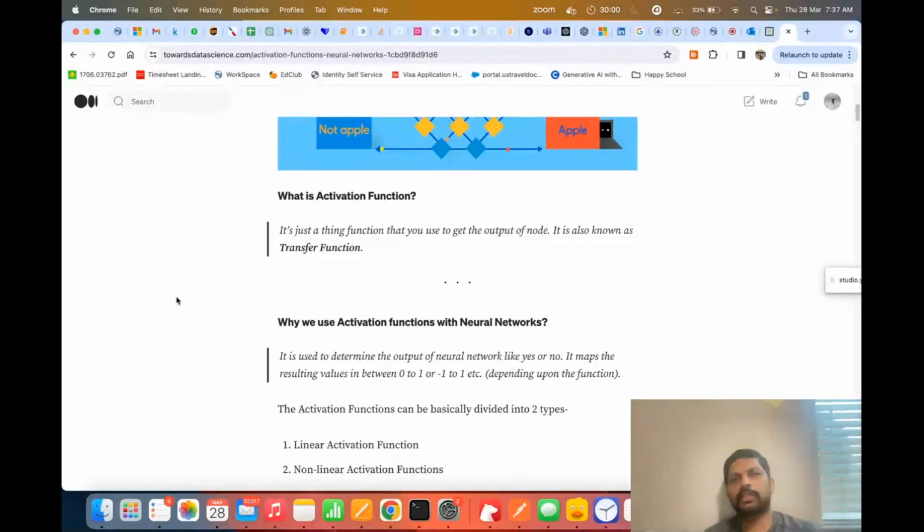What is an activation function? It is a function that you use to get the output. It is also known as a transfer function. It decides yes or no, and maps the resulting values between 0 and 1 or minus 1 to 1, depending upon the function. There are two types: linear activation function and non-linear activation function.